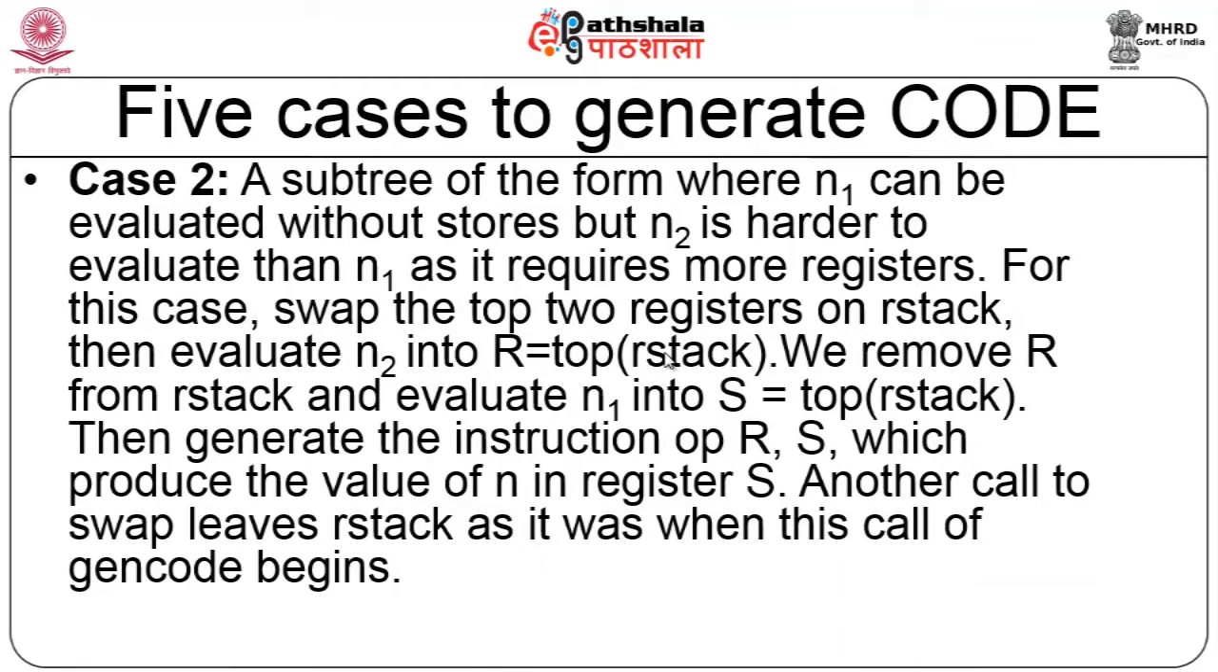So we have to swap the register such that the top but one register can be used for computing the value of the node N2, okay. So using that we generate the code, and then the instruction is pushed onto the output, and finally you do an operator r comma s, so that it can be evaluated and the result is available at the top of the stack s. So another call to swap leaves the r stack as it was when this call of gen code began.